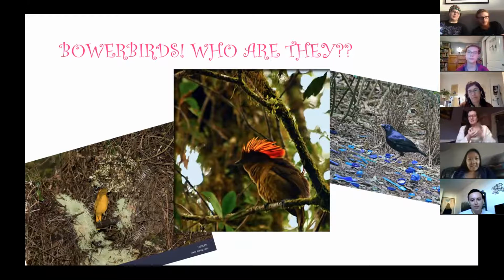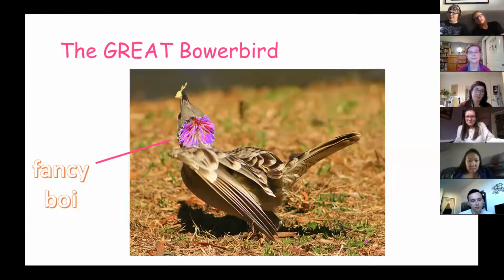sticks and found objects, often of a certain color, like this satin bowerbird who's got all of his blue objects, or this yellow golden bowerbird who has all these green objects. But the whole goal is to attract a mate and to impress her. Often they not only construct the thing, but they also dance on it. They're amazing.